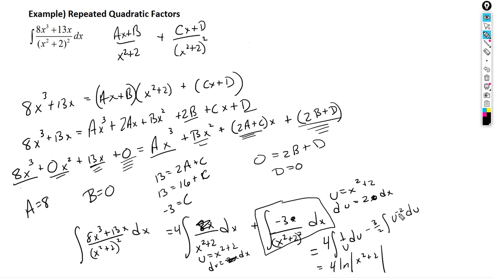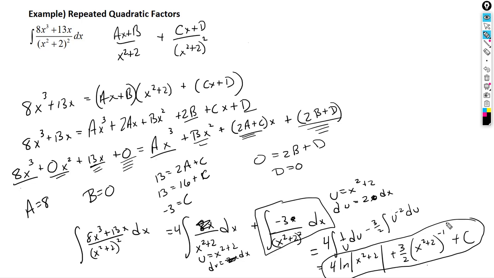Okay? And u to the negative 2 is u to the negative 1 divided by negative 1. So this is going to be minus 3 halves times u, which is x squared plus 2, to the negative 1 power, divided by negative 1. But that just means that I make this a plus sign. So plus 3 halves times x squared plus 2 to the negative 1. If you wanted to put this in your denominator, you can, but don't forget about your plus c at the end. So that one wasn't too bad. We just had to think about that a little bit.